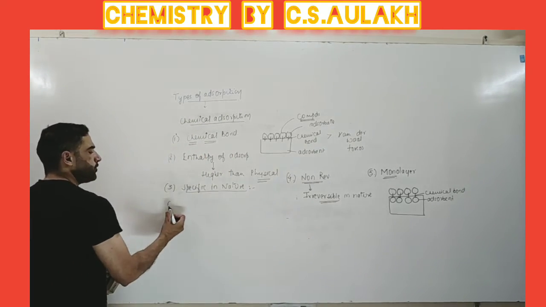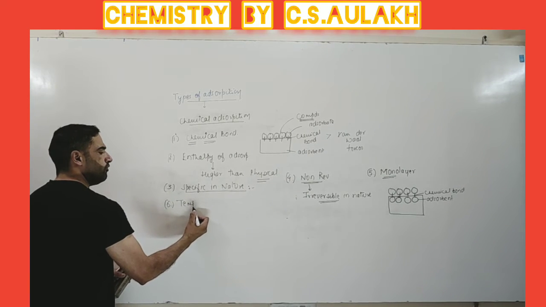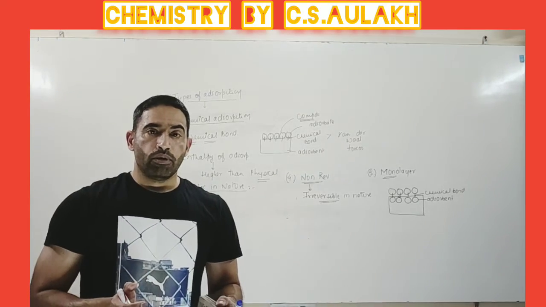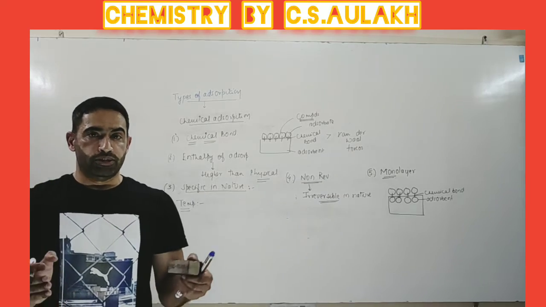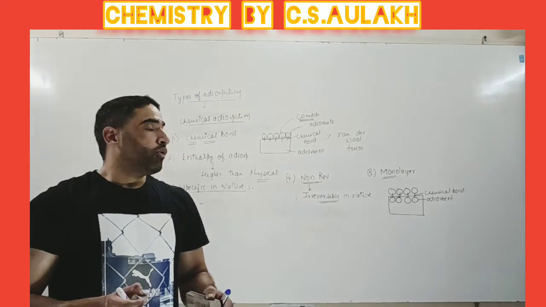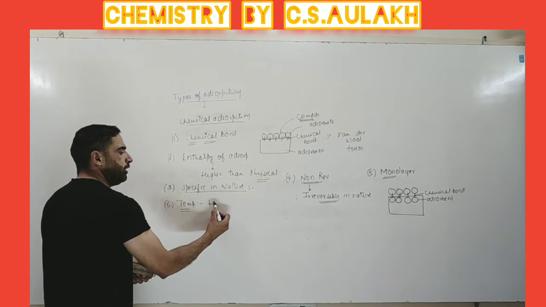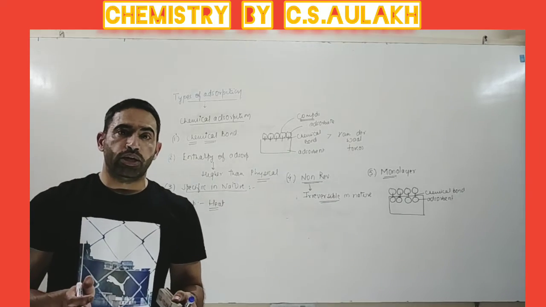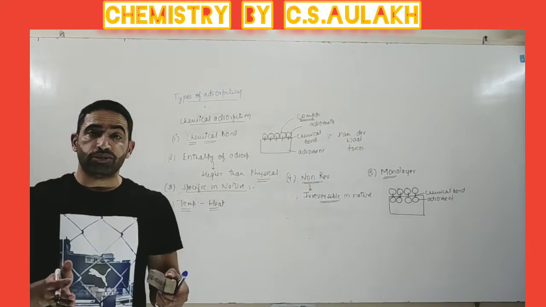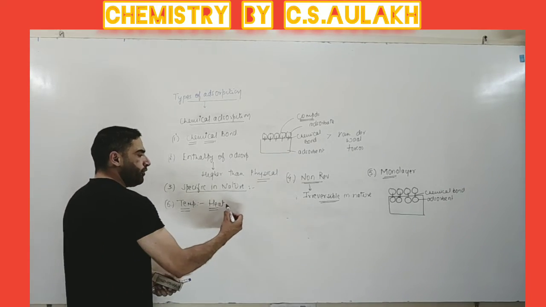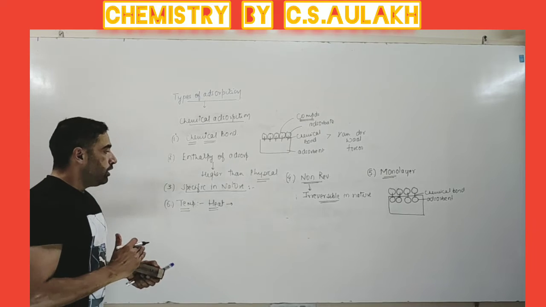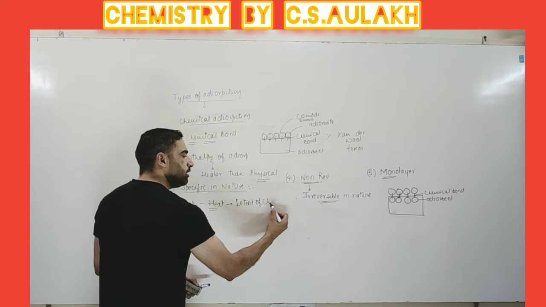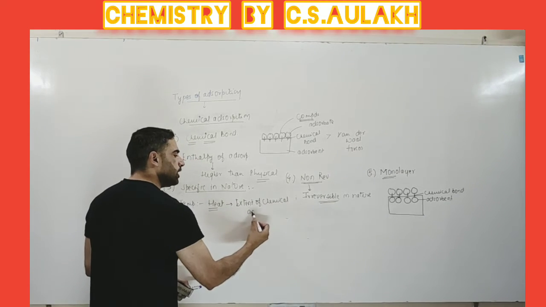Then next is the sixth characteristic. What is the effect of temperature here? We know there is a chemical reaction. For the occurrence of every chemical reaction, there is a need for some activation energy. So we supply this energy by providing heat. As we increase the temperature, that is, as we provide heat to the adsorbate molecules, they start reacting more vigorously with the adsorbent. So as we go on increasing temperature, the extent of chemical adsorption starts increasing.